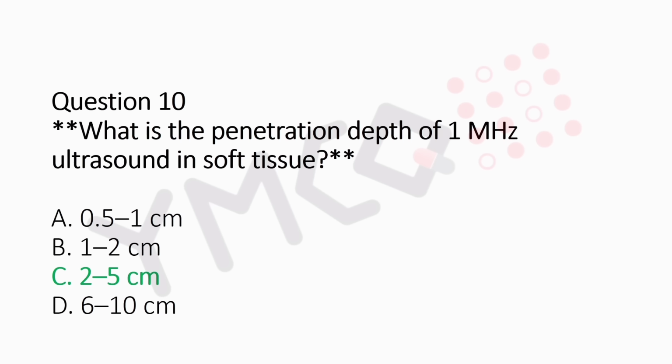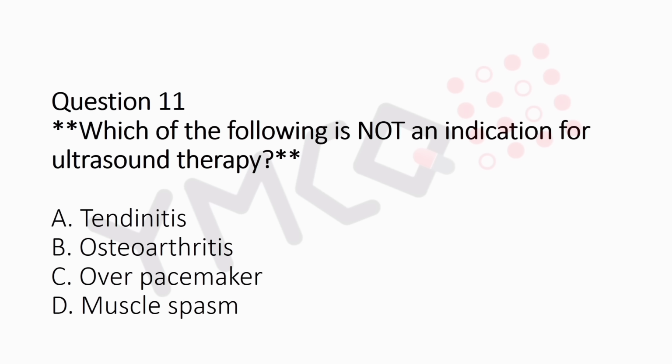Now let's move to question number 11. Which of the following is not an indication for ultrasound therapy? Option A, tendinitis. Option B, osteoarthritis. Option C, over pacemaker. Option D, muscle spasm. And the answer is option C, over pacemaker.